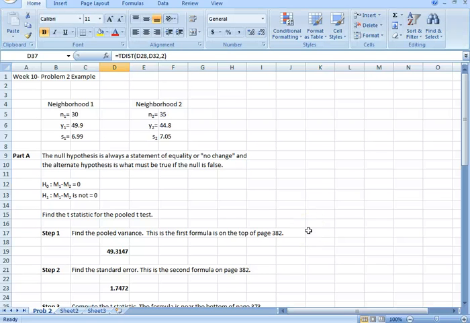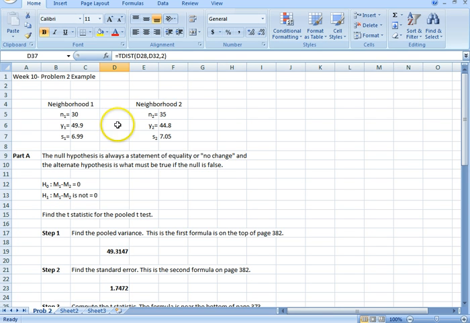Hey guys, this is the solution to the example for problem 2 in your week 10 MyStatsLab homework. In this problem, a developer wants to know if the houses in two neighborhoods were built at the same time. So a random sample has been collected, and as we can see right here, we have our summary statistics of those two neighborhoods.